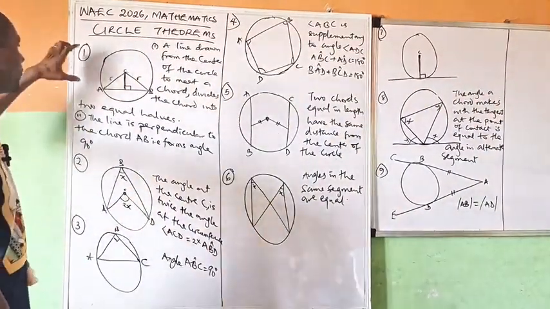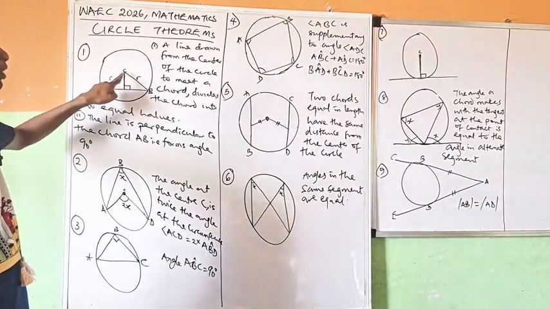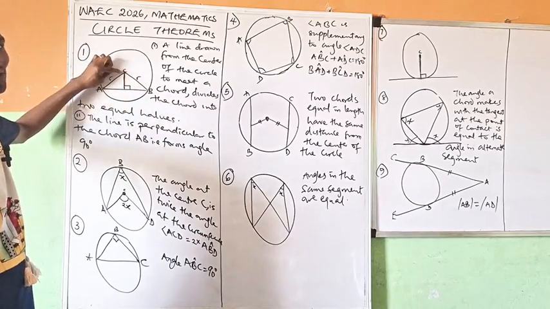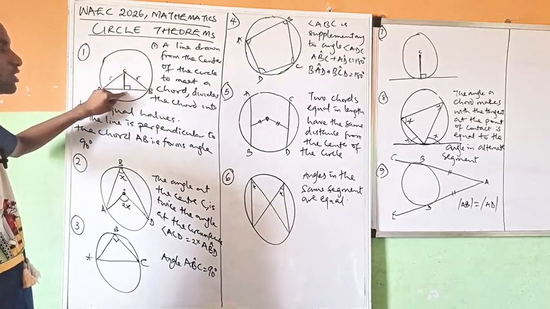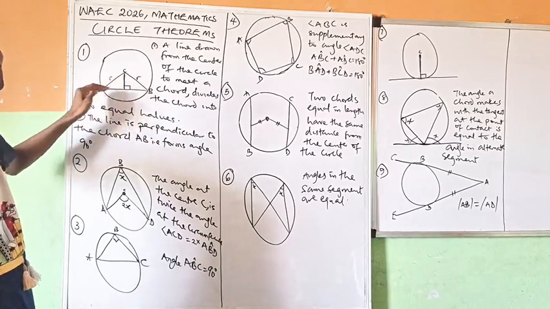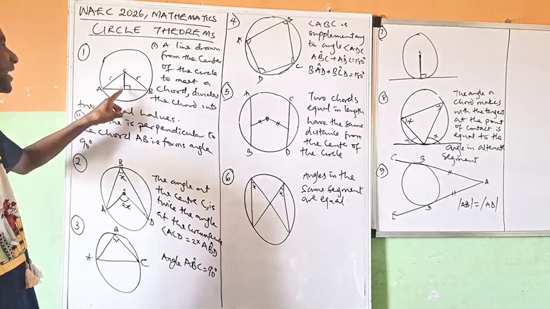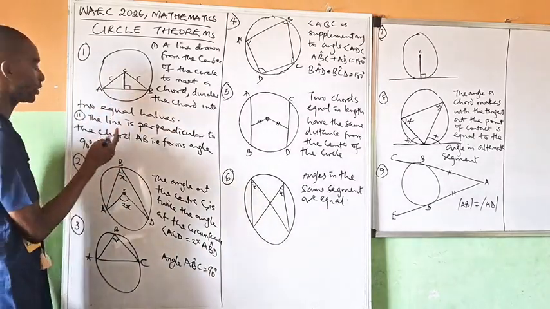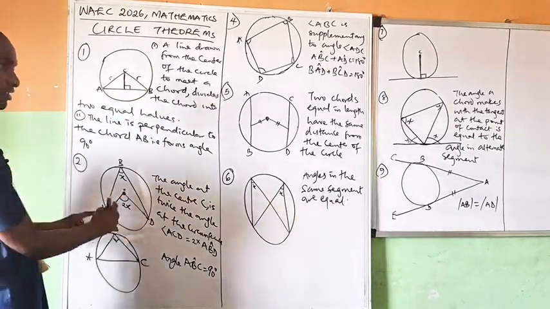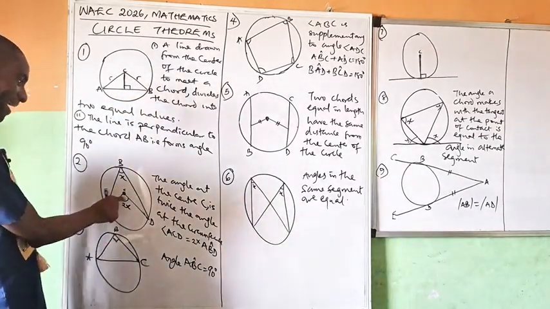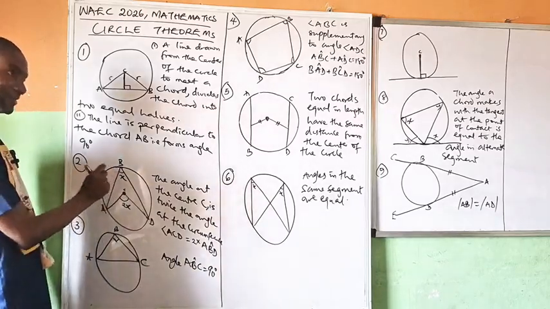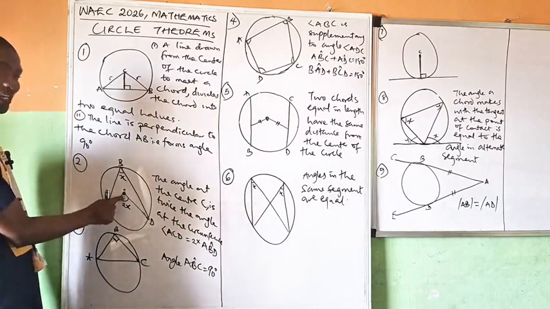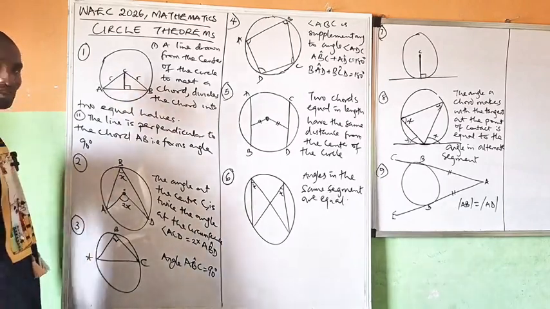Let me do a run through. Number one, when you have a circle and then you have a chord, and a line drawn from the center of the circle to this chord divides the chord into 2 equal halves, then the line is perpendicular to the chord, meaning it forms 90 degrees. Number 2, when you have a circle and an angle at the center and at the circumference, the angle at the center is twice the angle at the circumference.